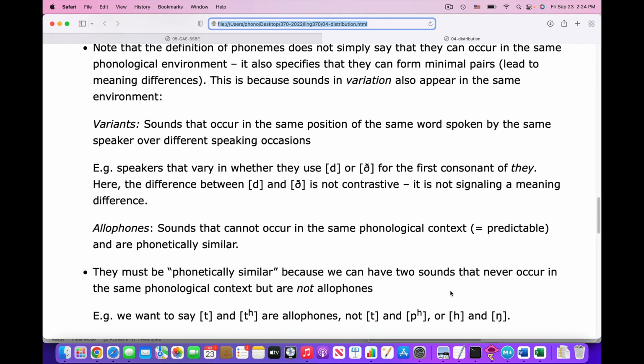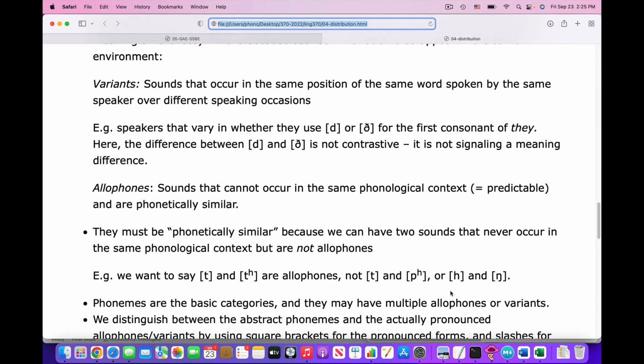Allophones are sounds that cannot occur in the same phonological context, like voiceless unaspirated and voiceless aspirated stops in English. That means the distribution of the sounds is predictable. One sound appears in one set of environments, the other sound appears in another set. And another important part of this definition is that they're phonetically similar. So think about that for a second. Could you think of two sounds that never appear in the same phonological environment, but are not allophones because they're not phonetically similar?